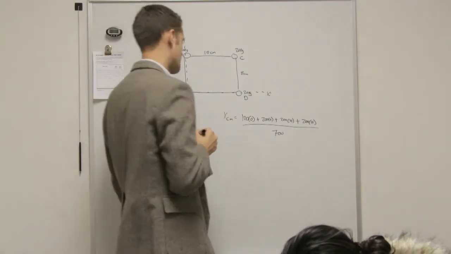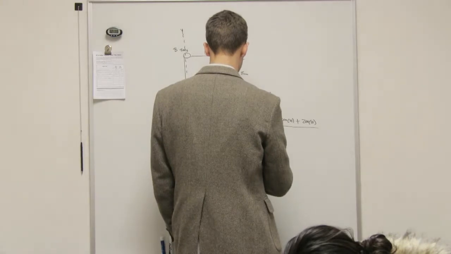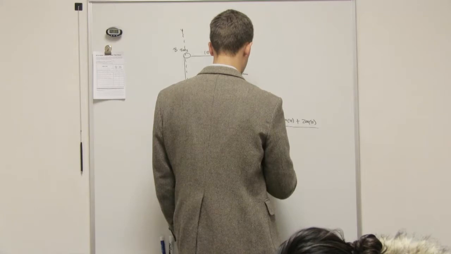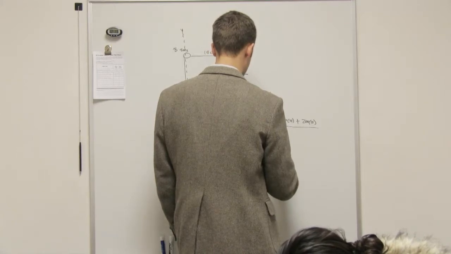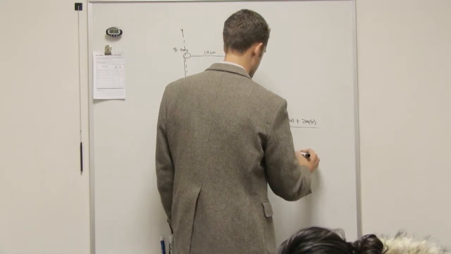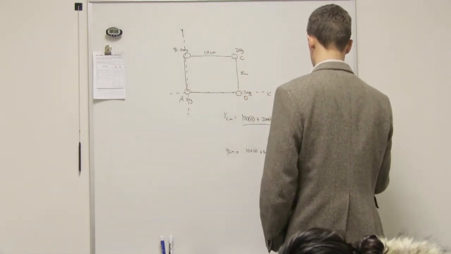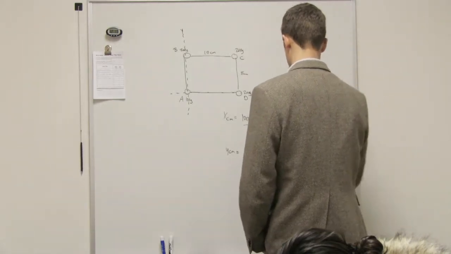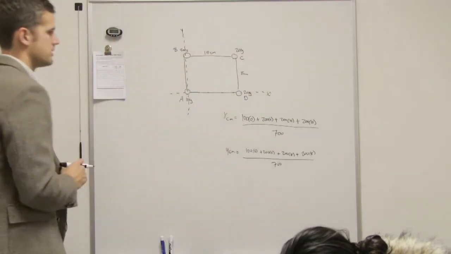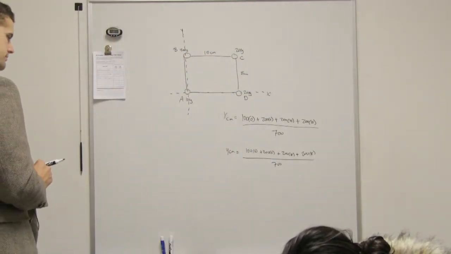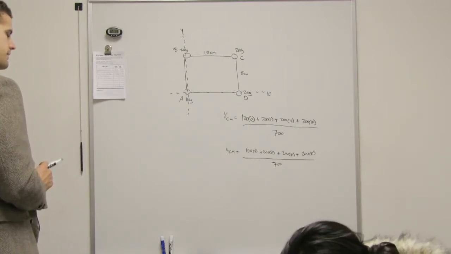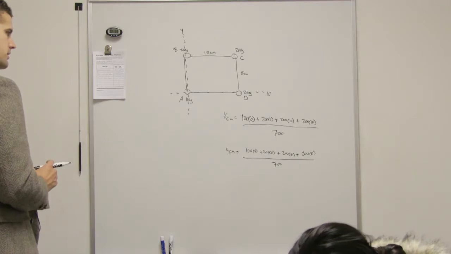And for my y center, I would have 100 times 0 plus 200 times 8 plus 200 times 0 plus 200 times 8, divided by 700.